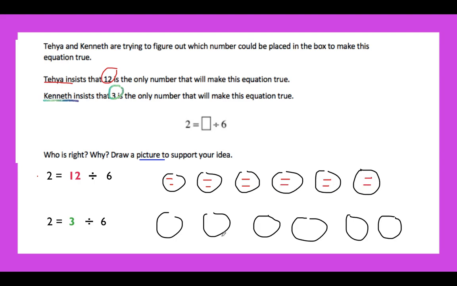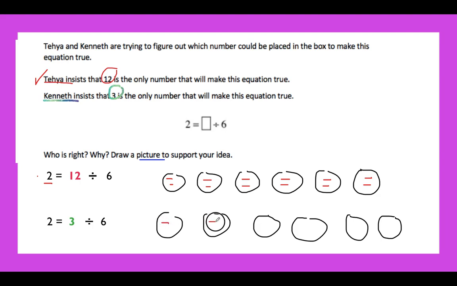How many lines are in each circle? There are 2. And 2 was Taya's answer. So Taya is correct. Put a little check mark. Next, I drew my 6 circles for Kenneth, and I'm going to make 3 lines to see if I can get 2 in each circle, the answer. So let's count up to 3.